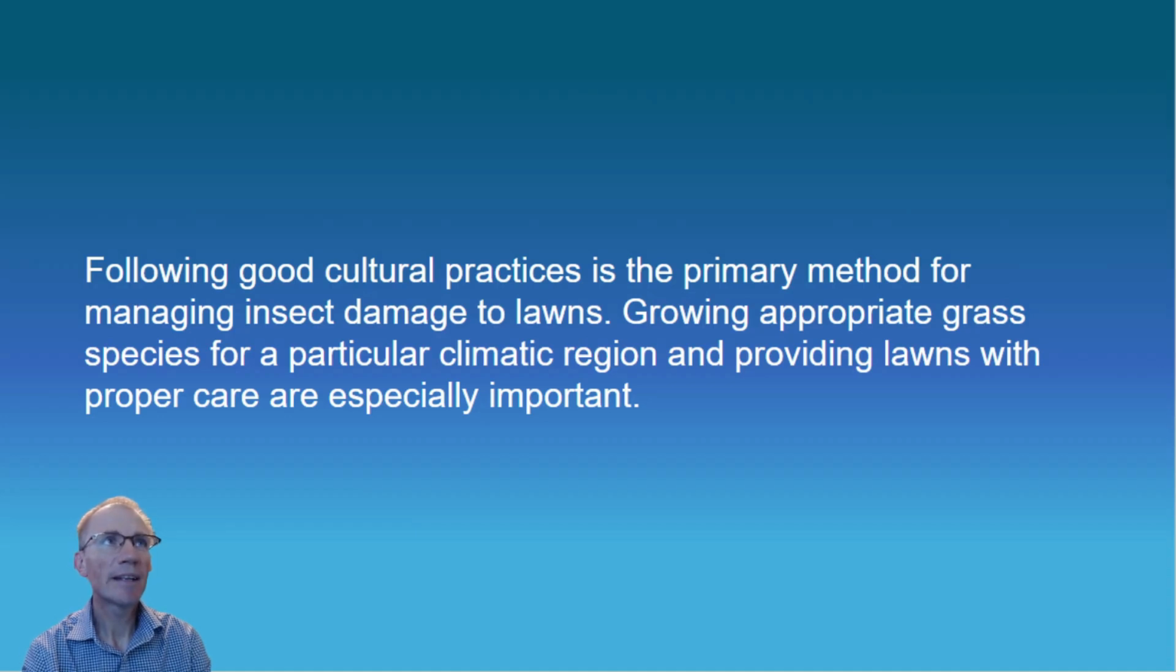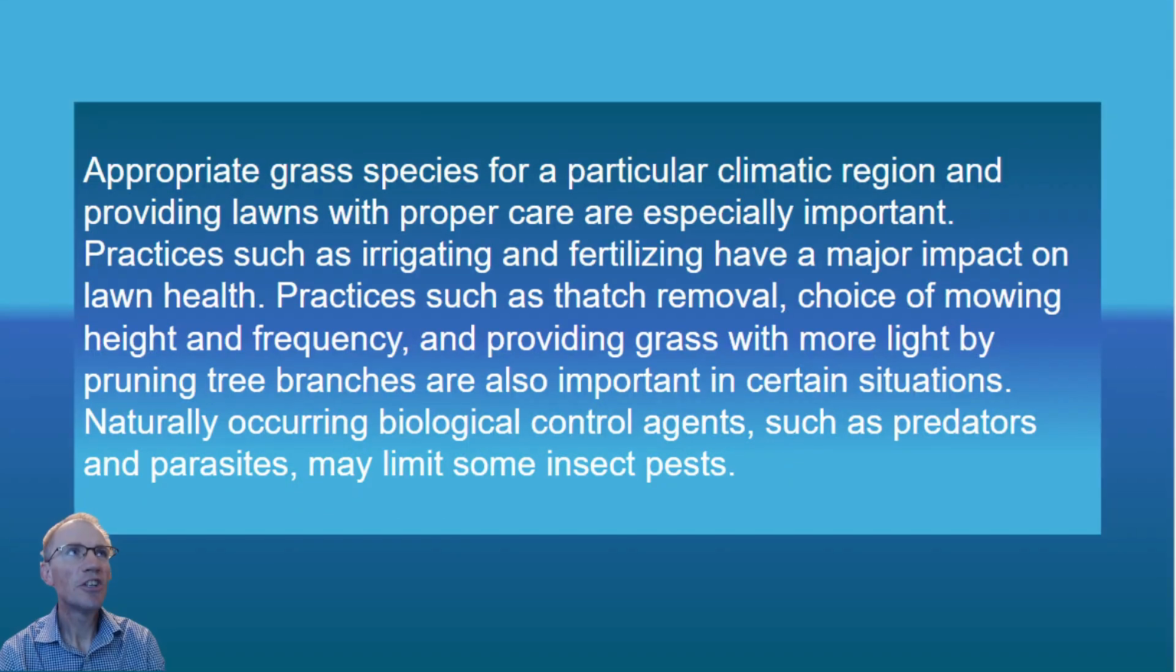Following good cultural practices is the primary method for managing insect damage to lawns. Growing appropriate grass species for a particular climatic region and providing lawns with proper care are especially important. Practices such as irrigating and fertilizing have a major impact on lawn health. Practices such as thatch removal, choice of mowing height and frequency, and providing grass with more light by pruning tree branches are also important in certain situations.